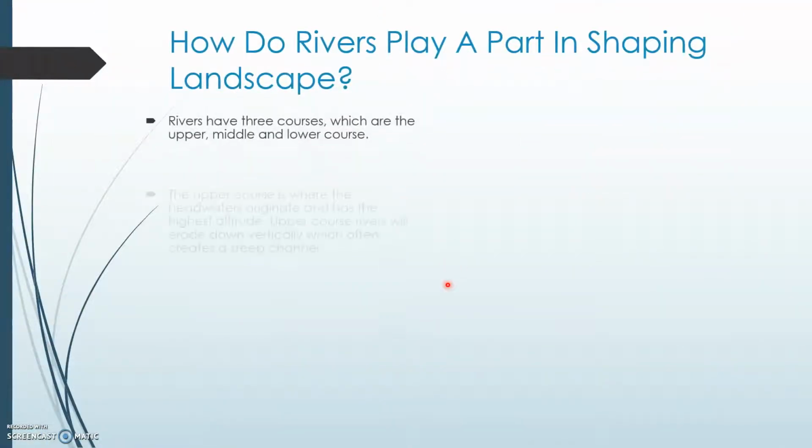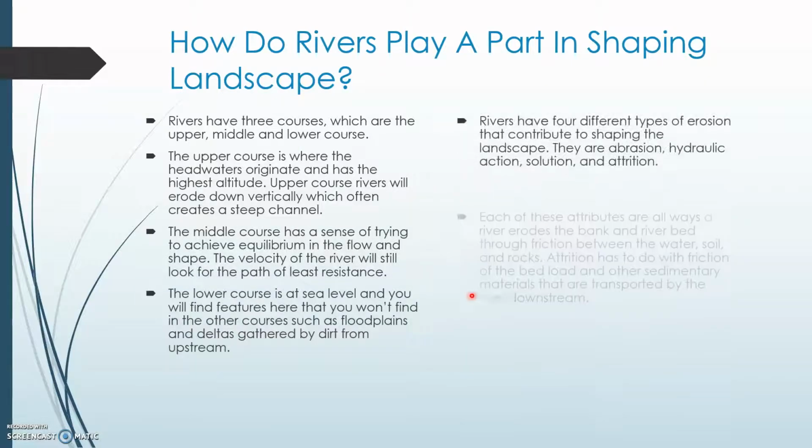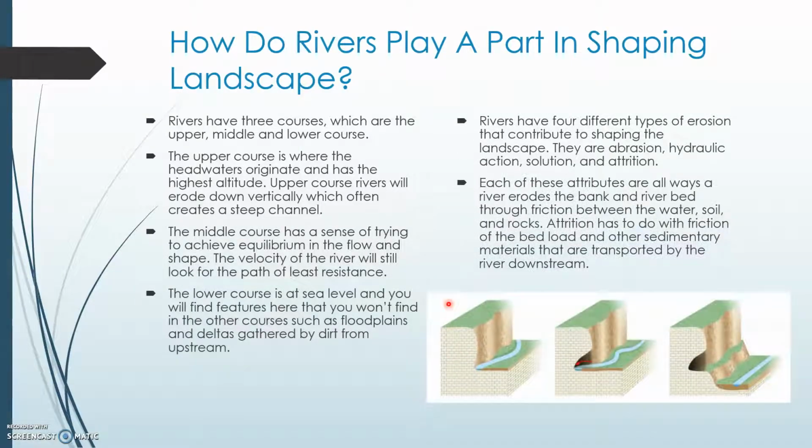How do rivers play a part in shaping our landscape? Rivers have three courses: the upper, middle, and lower. The upper course is where the headwaters originate and has the highest altitude. The middle course has a sense of trying to achieve equilibrium in the flow and shape. And the lower course is at sea level, and you will find features here you won't find in other courses, such as floodplains and deltas.